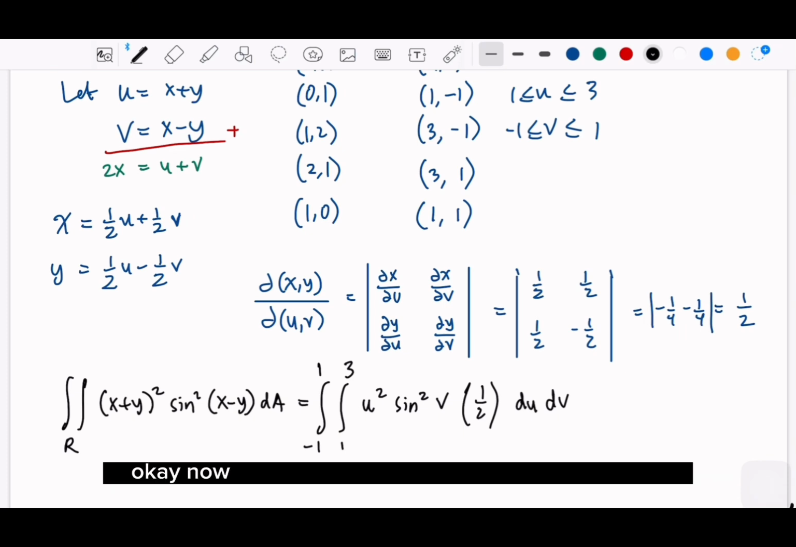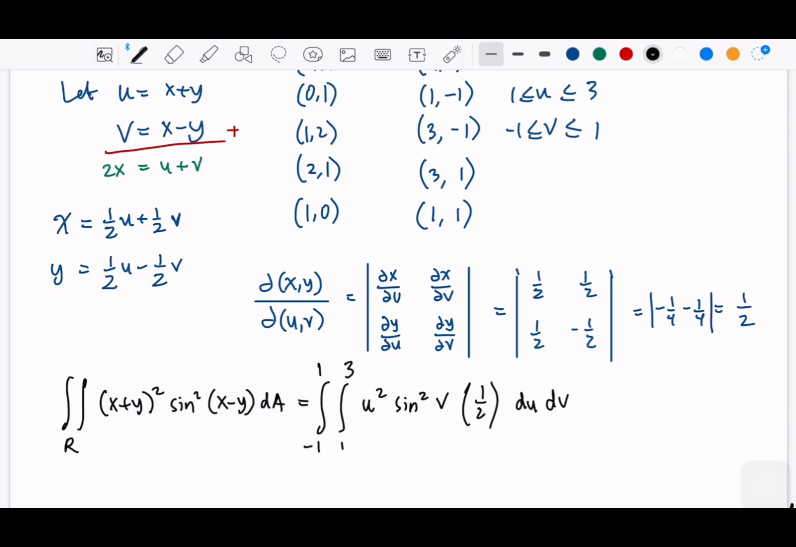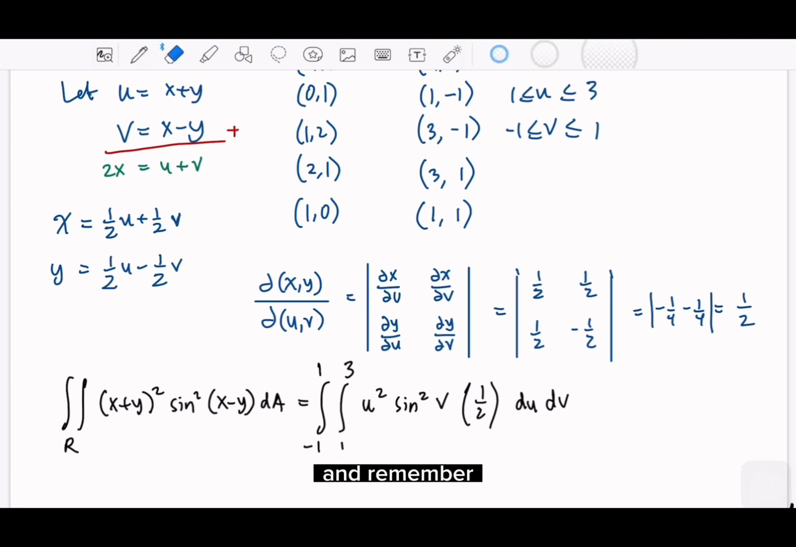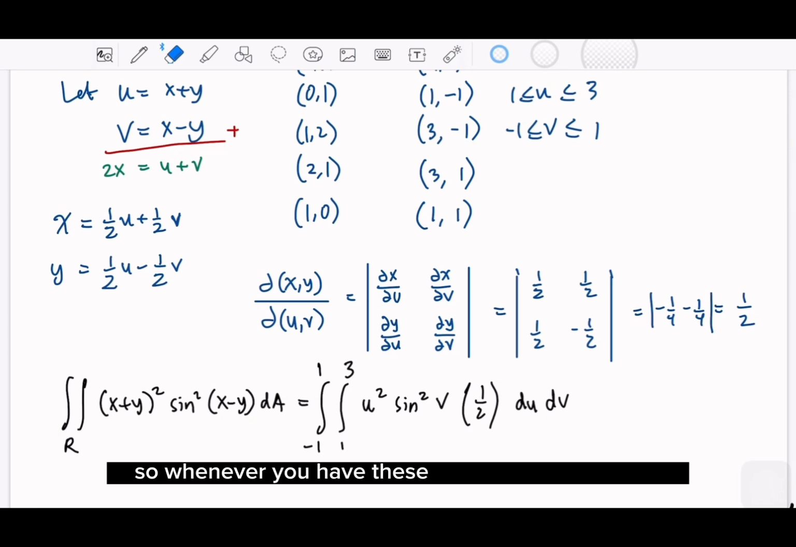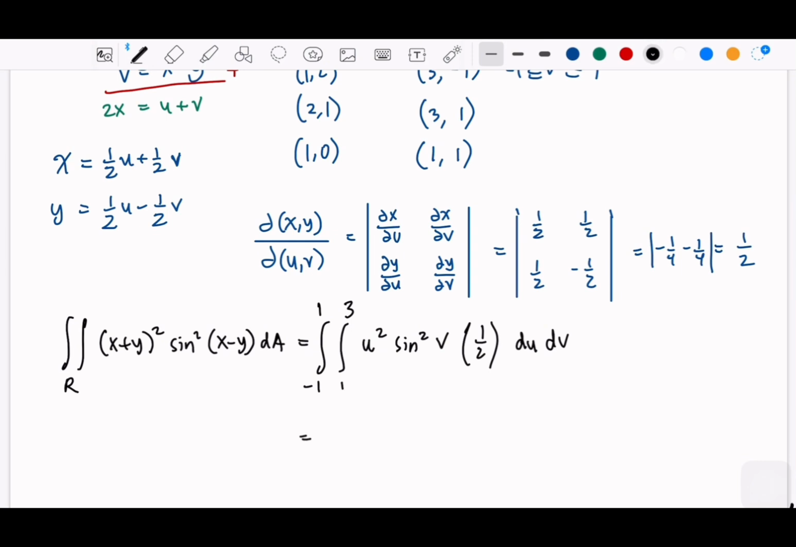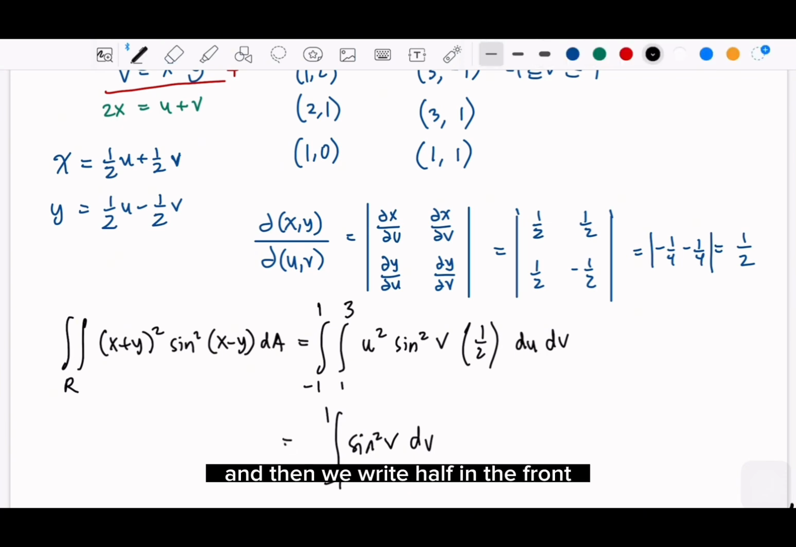Okay, now we have sine squared, we have u squared. I think we can separate by the Fubini theorem. Remember, whenever you have these endpoints all constant, and you can separate this into two functions, you can separate. So it's going to be, this is for the v, and then we write half in the front. And then we have 1, 3, u squared, u.